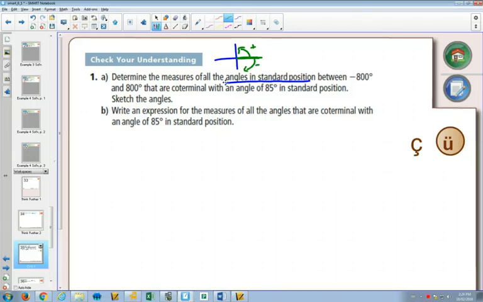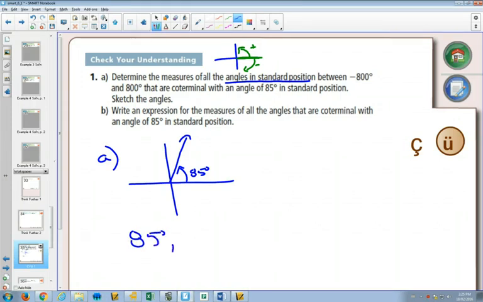So we're looking for all the angles in standard position between negative 800 degrees and 800 degrees that are coterminal with an angle of 85. Remember from yesterday that anytime an angle is coterminal, we can just add 360 and you'd get to the same place where you ended up. So imagine 85 degrees. If we have 85 degrees and we want to list all the angles that end in the same place with 85.